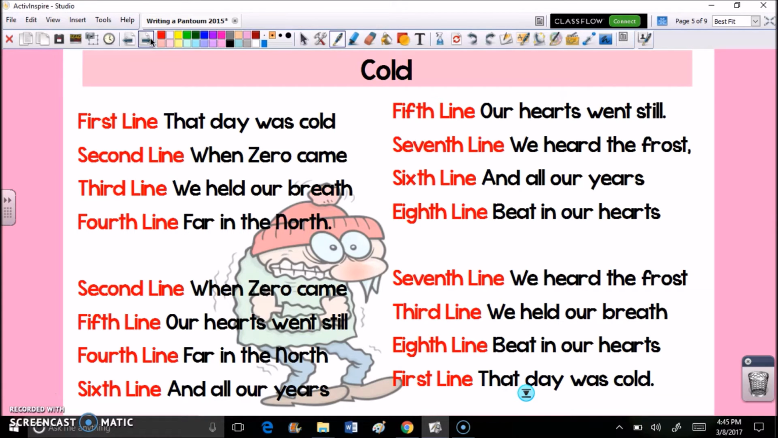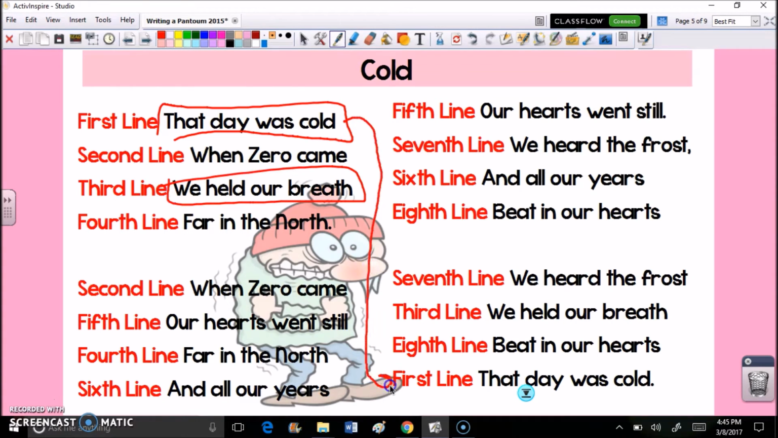So you can see how there is constant repetition of entire lines throughout different stanzas. The original poem is in the black font, and in the red font, I identified which line is which, so you can actually track it. That day was cold. We held our breath, right? So that actually gets repeated down here in the last stanza. You repeat the first line, we held our breath, here.